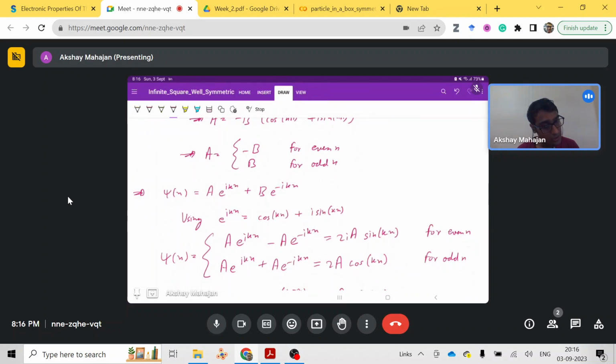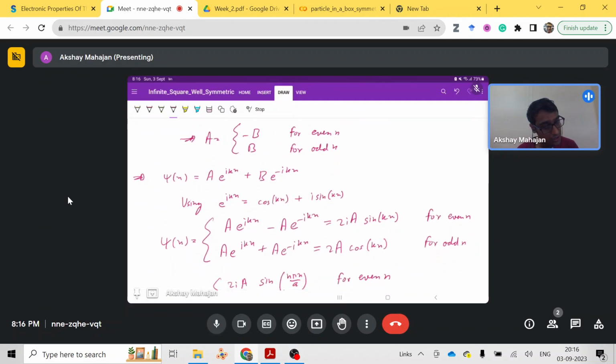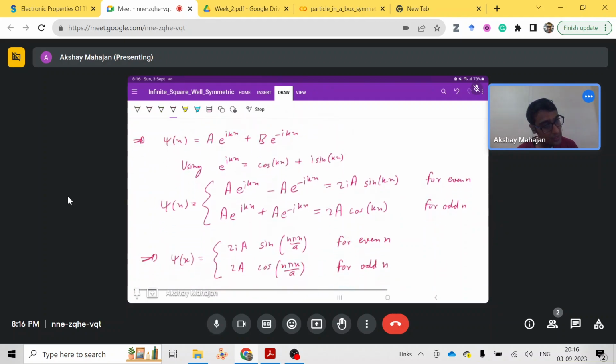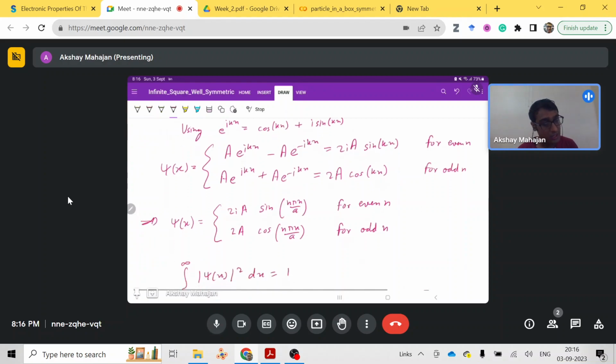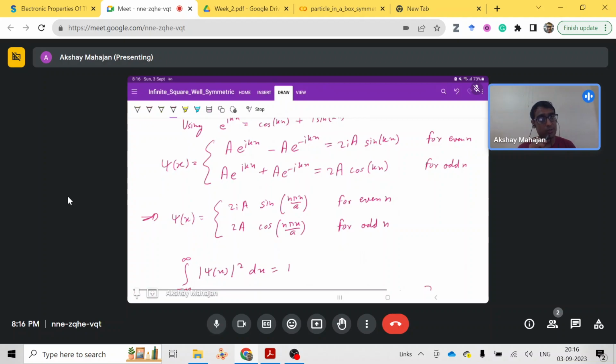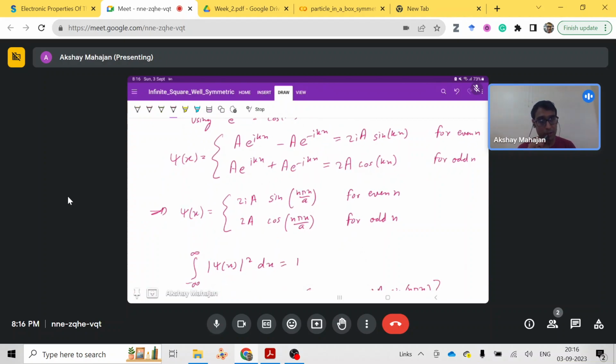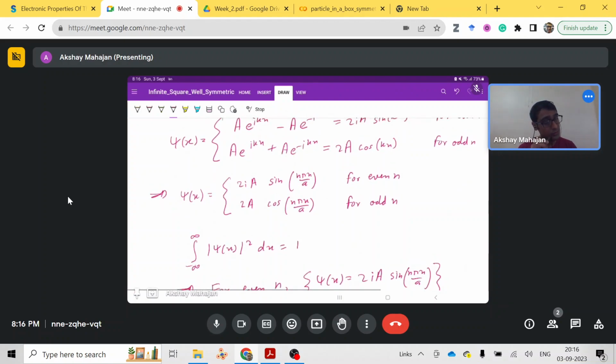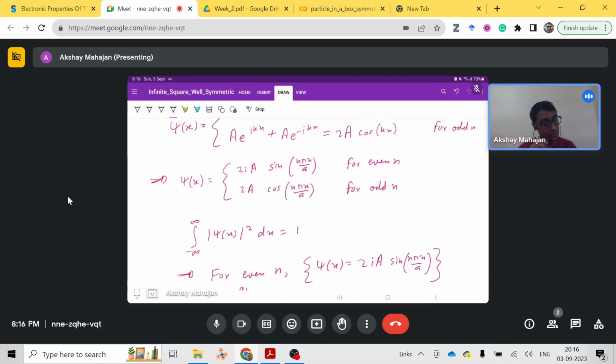Using this, if we put it into psi(x), and again use e to the power iota kx equals cos kx plus iota sin kx, then we will get psi(x) equals this for even n and this for odd n. So basically, as we have proved as well, for an even potential our wave function will be either an even solution or an odd solution. That is what we are getting in this case. The particle in a box problem that you have already solved in week 1 and week 2, you have seen the solutions. If it is a symmetric potential, then we will get even solutions and odd solutions.